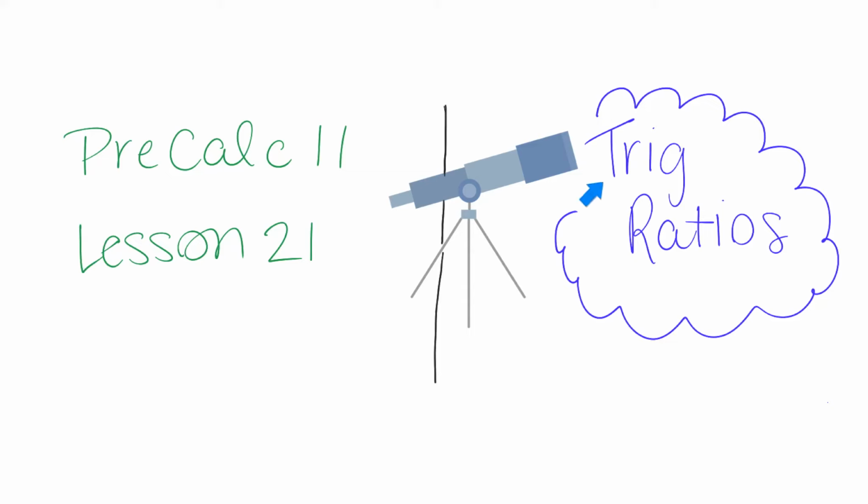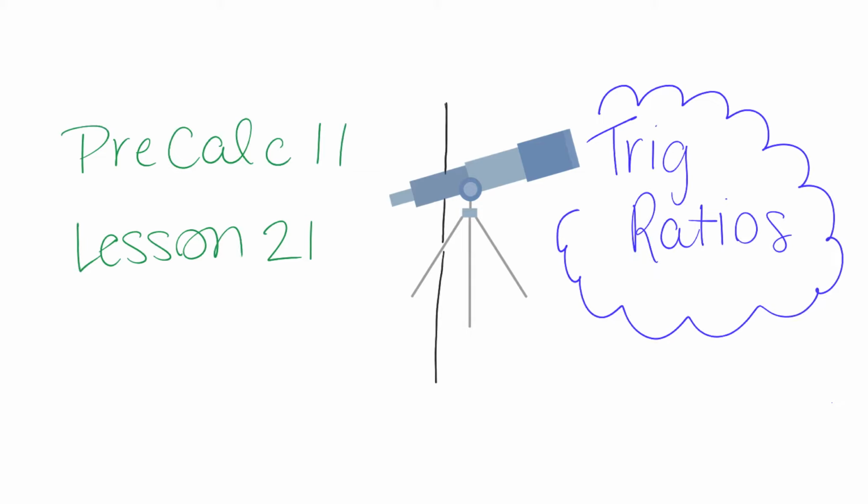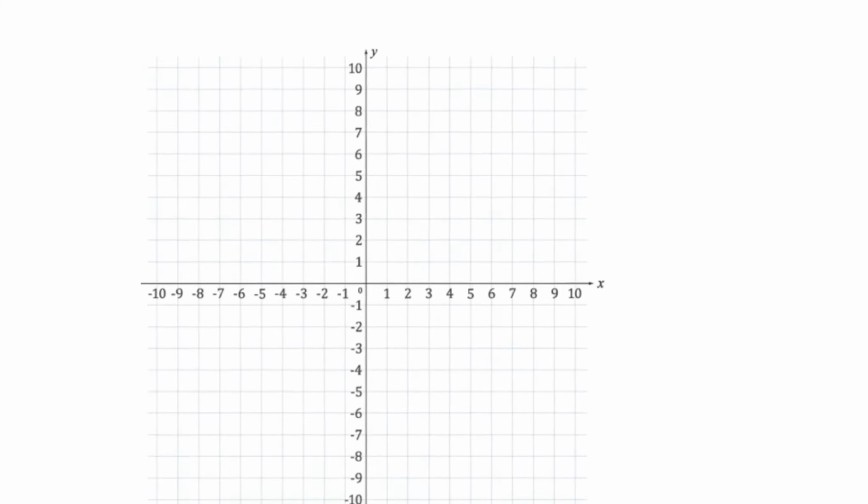Okay, we're going to talk about trig ratios today. So what that means is, as we talked about the other day, we are going to start taking angles, remember angles that look like this, and they are going to crash land onto graphs.